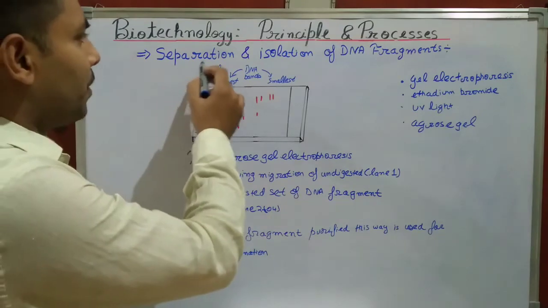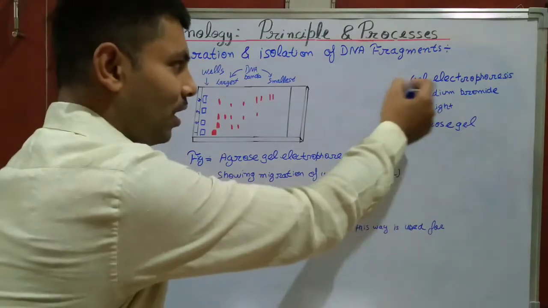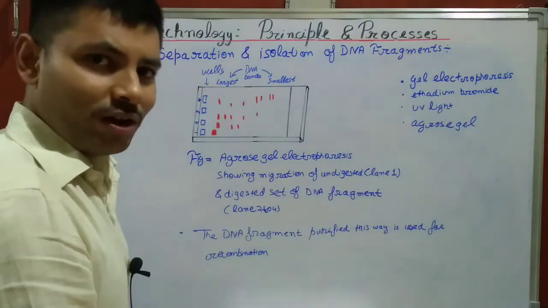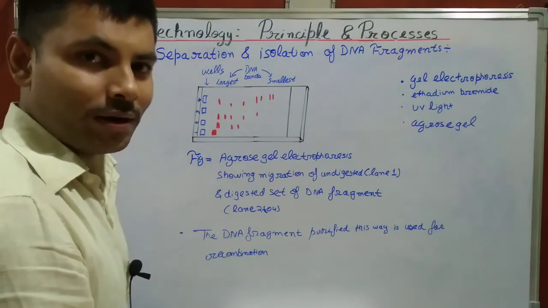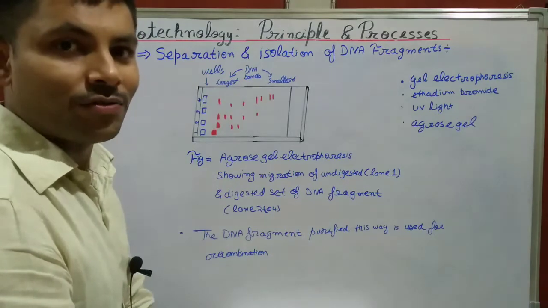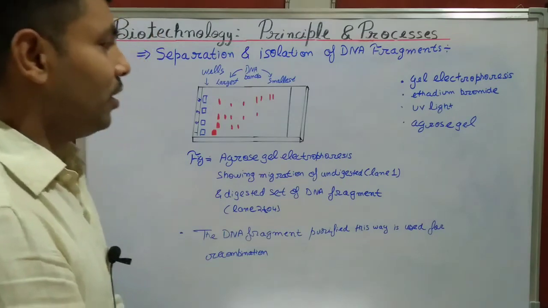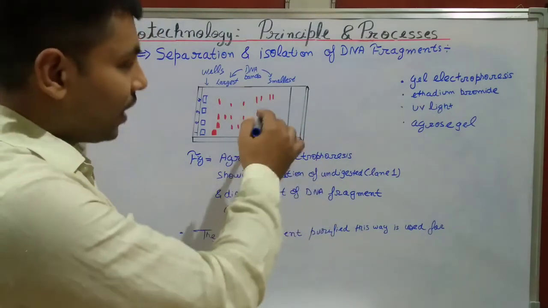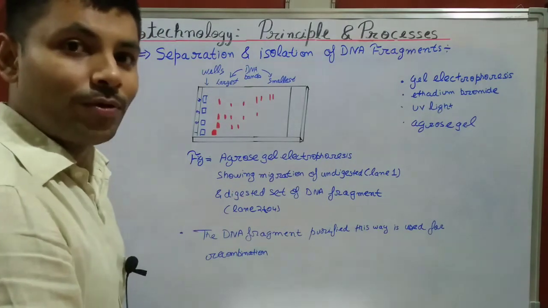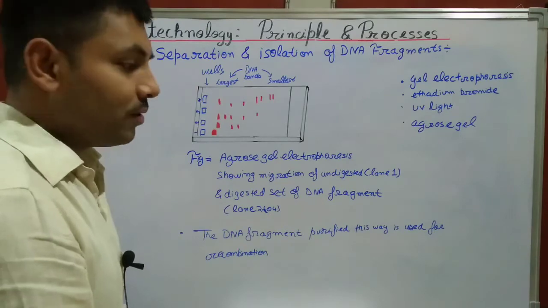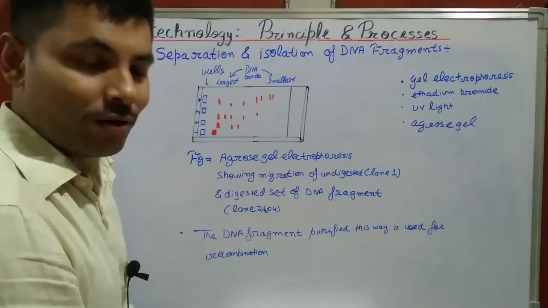Now see the separation and isolation of DNA fragments. It is basically done by the gel electrophoresis method. What is gel electrophoresis? It is simply cutting a DNA into pieces using restriction enzymes. Okay, it is known as gel electrophoresis. Now see, the negatively charged DNA fragments are allowed to move toward the anode under the influence of an electric field, and the DNA fragments are separated according to their sizes using an agarose gel. It is now clear.